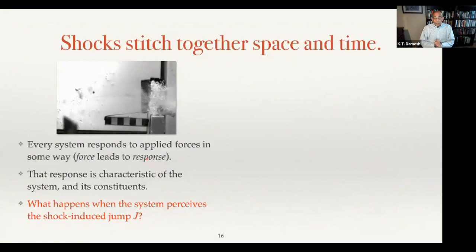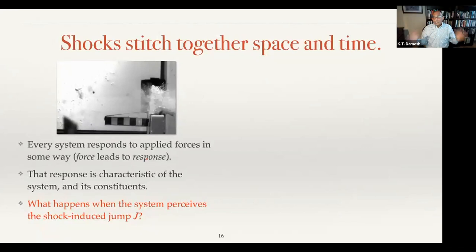When it perceives a jump. So the system is used to responding in a certain way, and now suddenly a jump arrives in my applied force. Instead of applying the force slowly, the force is applied fast. What will the system do? That's the first question.